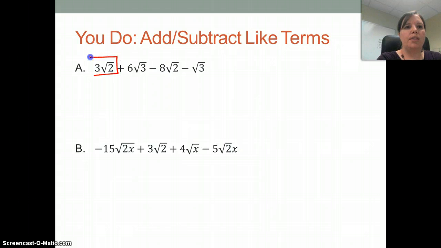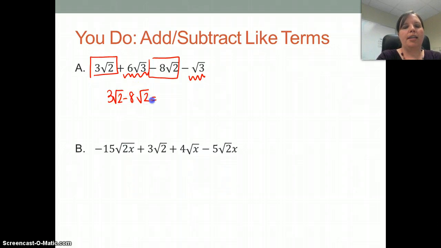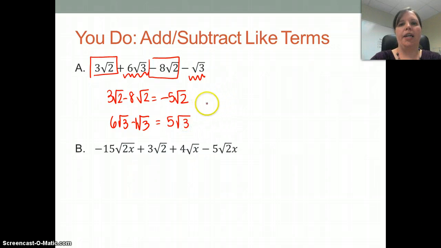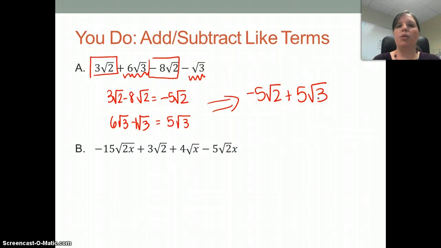My like terms, I'm going to box in here. Like term, matching up those radicals. So if I take 3 root 2 minus 8 root 2, that gives me negative 5 root 2. And if I take 6 root 3 minus a root 3, remember there's that 1 there, then it's positive 5 root 3. So if you want to write this as your final answer, negative 5 root 2 plus 5 root 3. It doesn't really matter which one comes first.